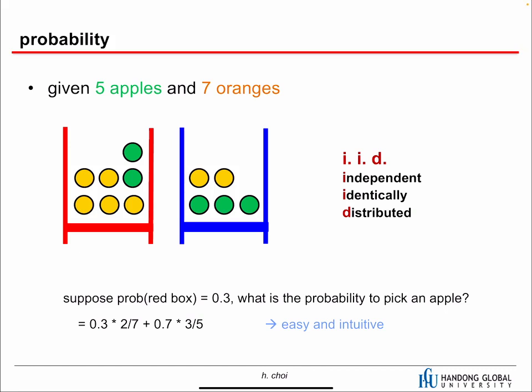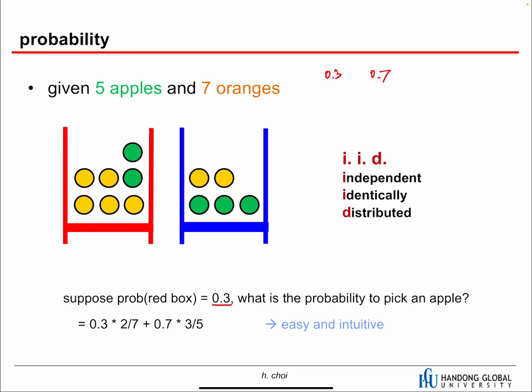Before we talk about the equations and technical definitions, let's take this example as a warm-up. So we have 5 apples and 7 oranges in a red box and a blue box. Then let's assume that the probability to pick the red box is 0.3. Okay, then we have a couple of distributions here. So to choose the red box is 0.3, and to choose the blue box is 0.7.